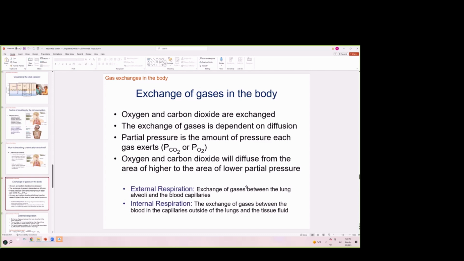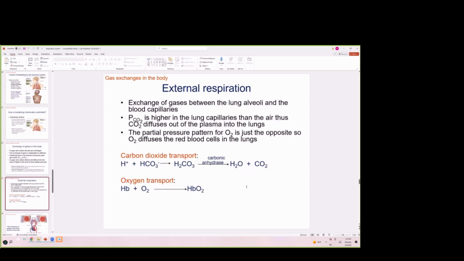Normally, the carbon dioxide will be moving out of your blood vessels into the alveoli space, and then the oxygen will be moving from the alveoli space into your blood vessels, your capillaries. So I said the exchange of gases between the alveoli in the lungs and the blood capillaries. That's just what I was explaining here.